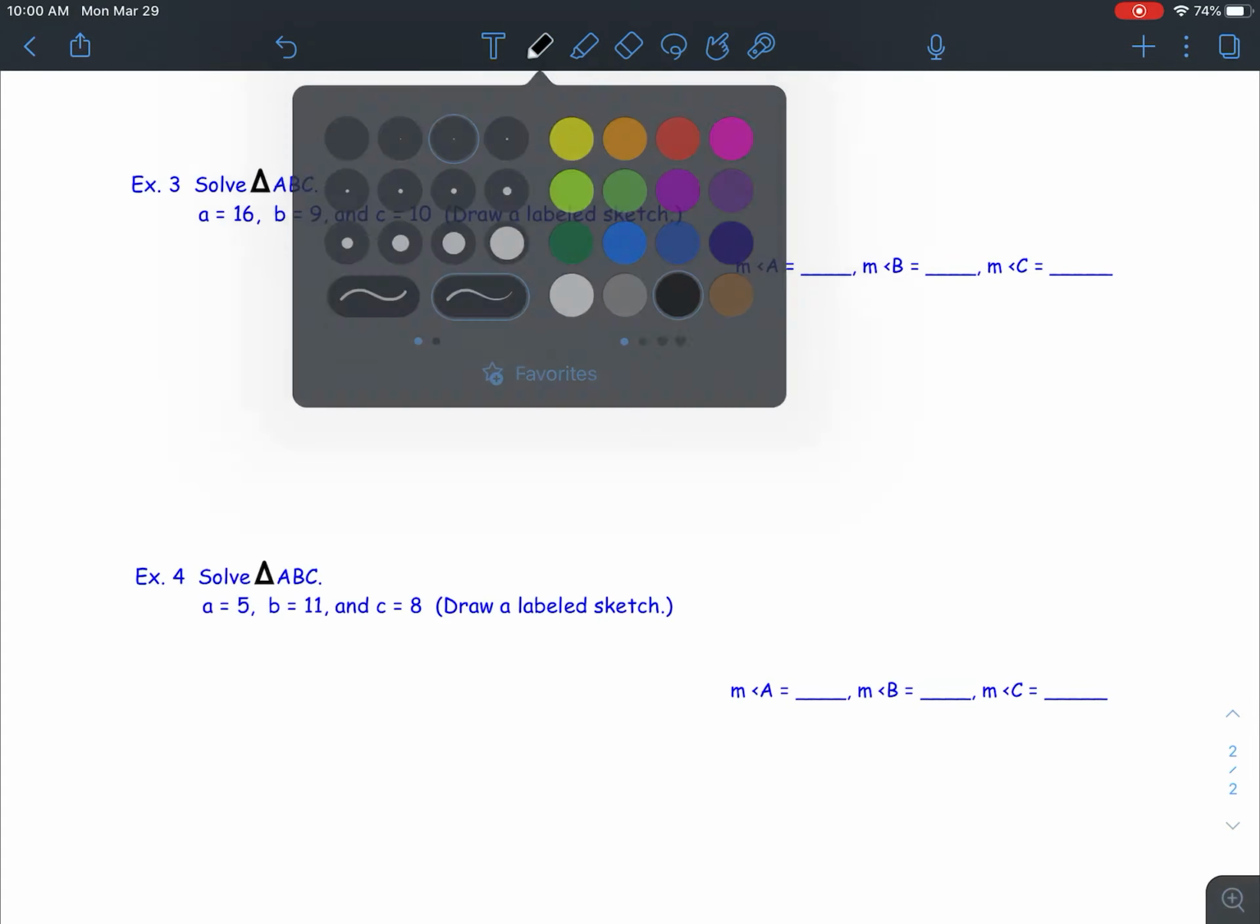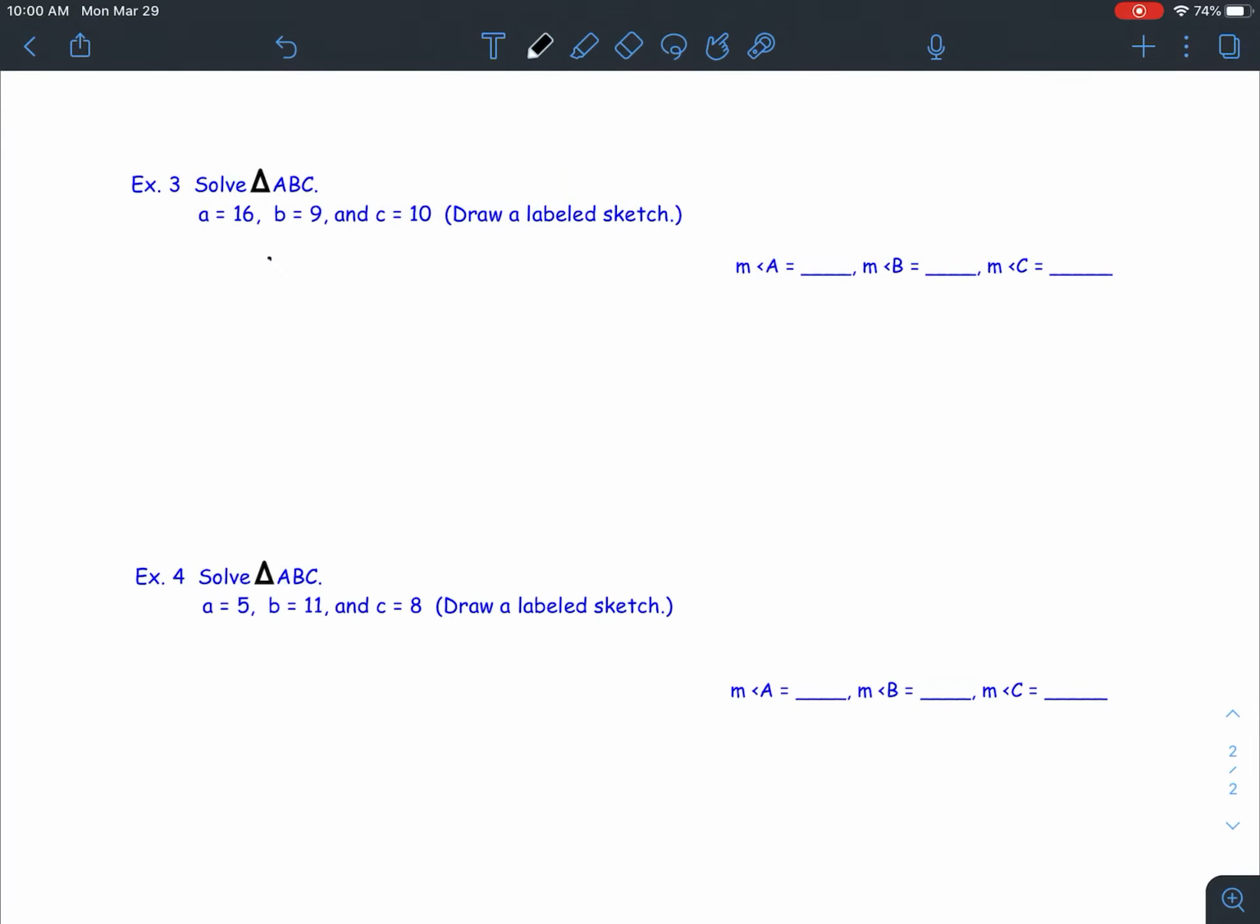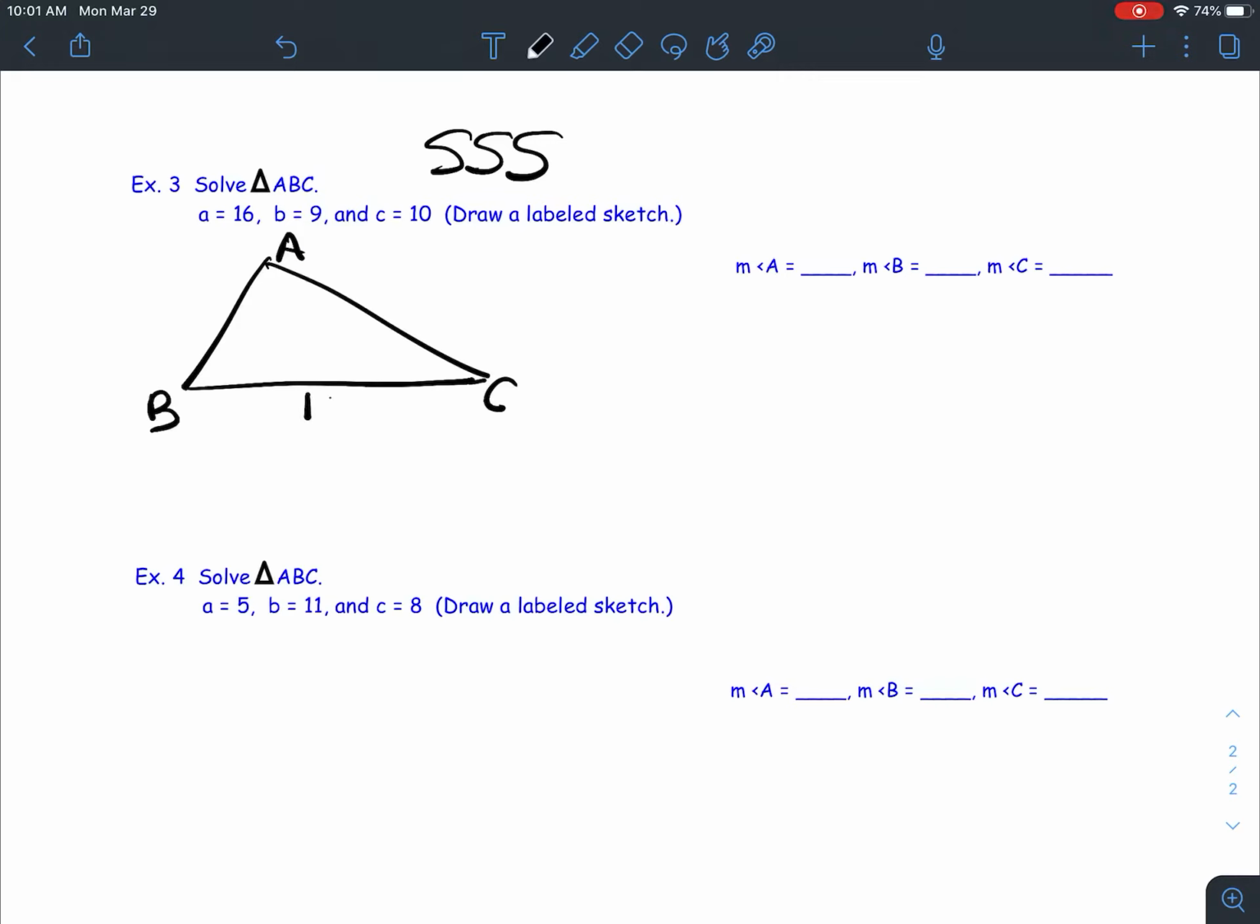Okay, here in example 3, I'm going to go ahead and sketch a triangle here. We're going to call this A, B, C. Now you can see the information you're given in this problem is a little bit different. This is a side, side, side problem. We're given all three sides. Side A is 16, side B is 9, side C is 10.